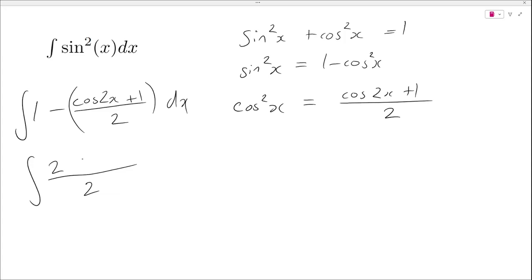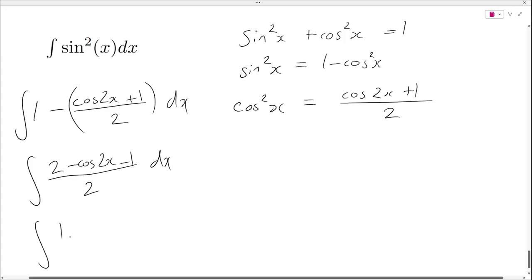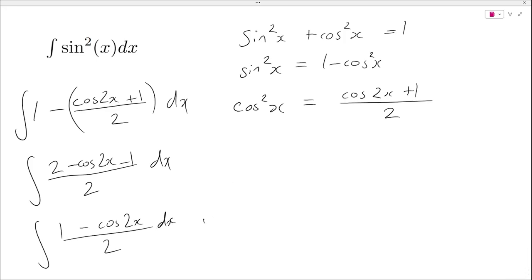So now I can just simply collect like terms. So now we'll end up with 2 minus cos 2x, and then that minus will become minus 1 over there. Okay, so 2 minus 1, that'll just simply leave us with a 1 minus cos 2x all on 2. Okay, and so now, just to make things a little bit more clear, I'll rewrite that as two separate terms. So now we'll have 1 over 2 minus cos 2x over 2, integrating with respect to x.